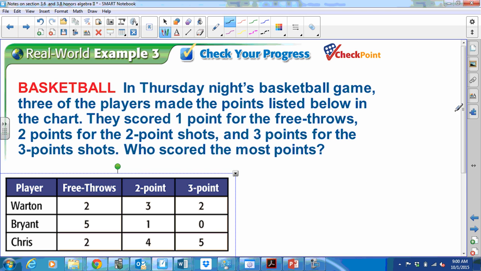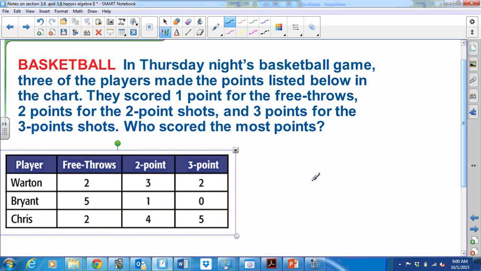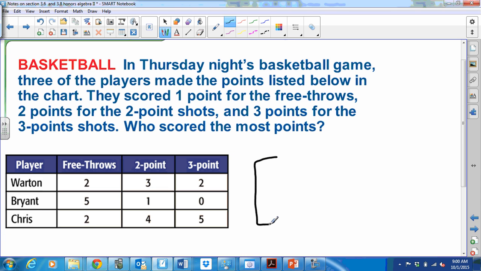And I'm just going to show you how to set this up. I actually didn't put this into my calculator, but in Thursday night's basketball game, 3 of the players made the points listed below in the chart. They scored 1 point for free throws, 2 points for the 2-point shots, and 3 points for the 3-point shots. So the matrix for this one is going to be 2, 5, 2, 3, 1, 4, 2, 0, 5.